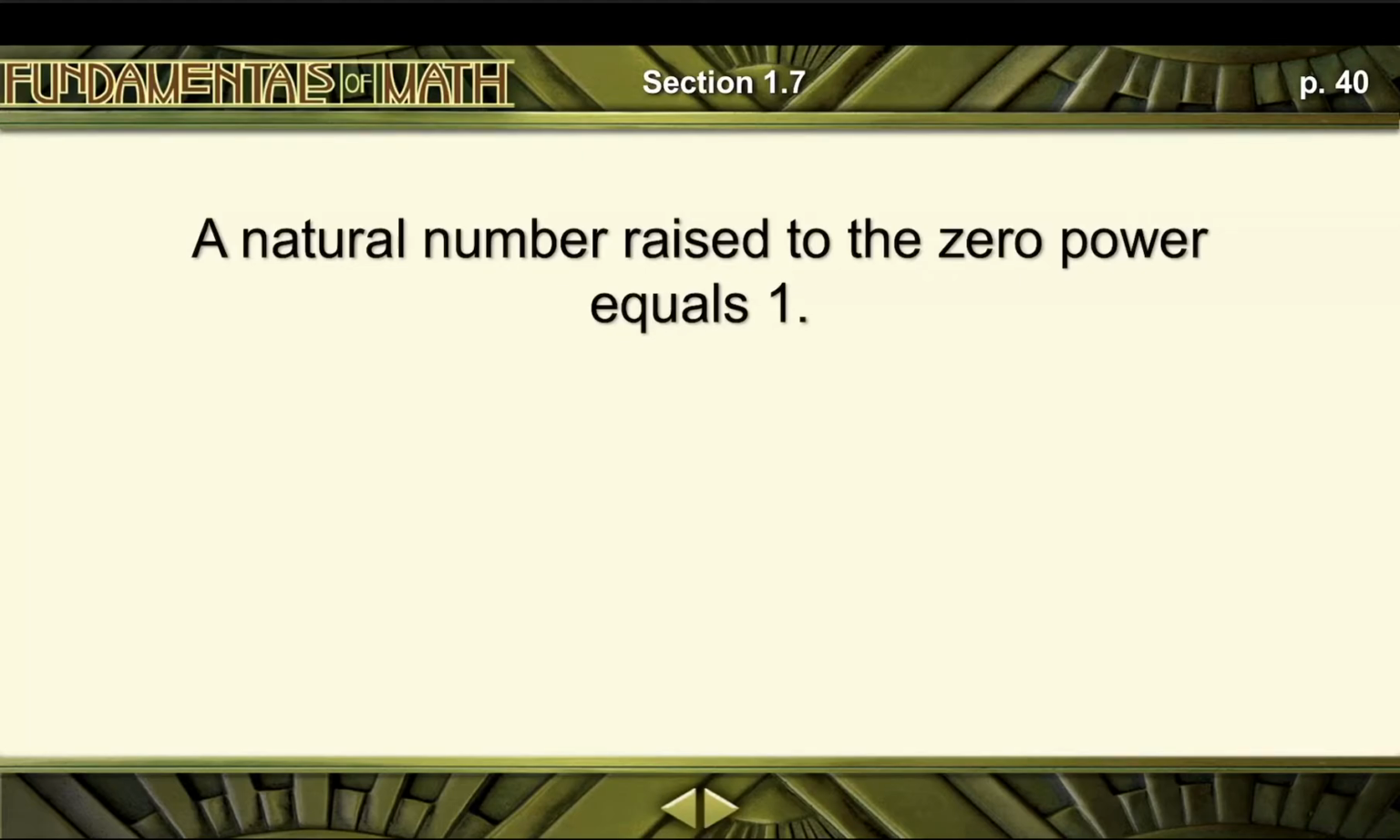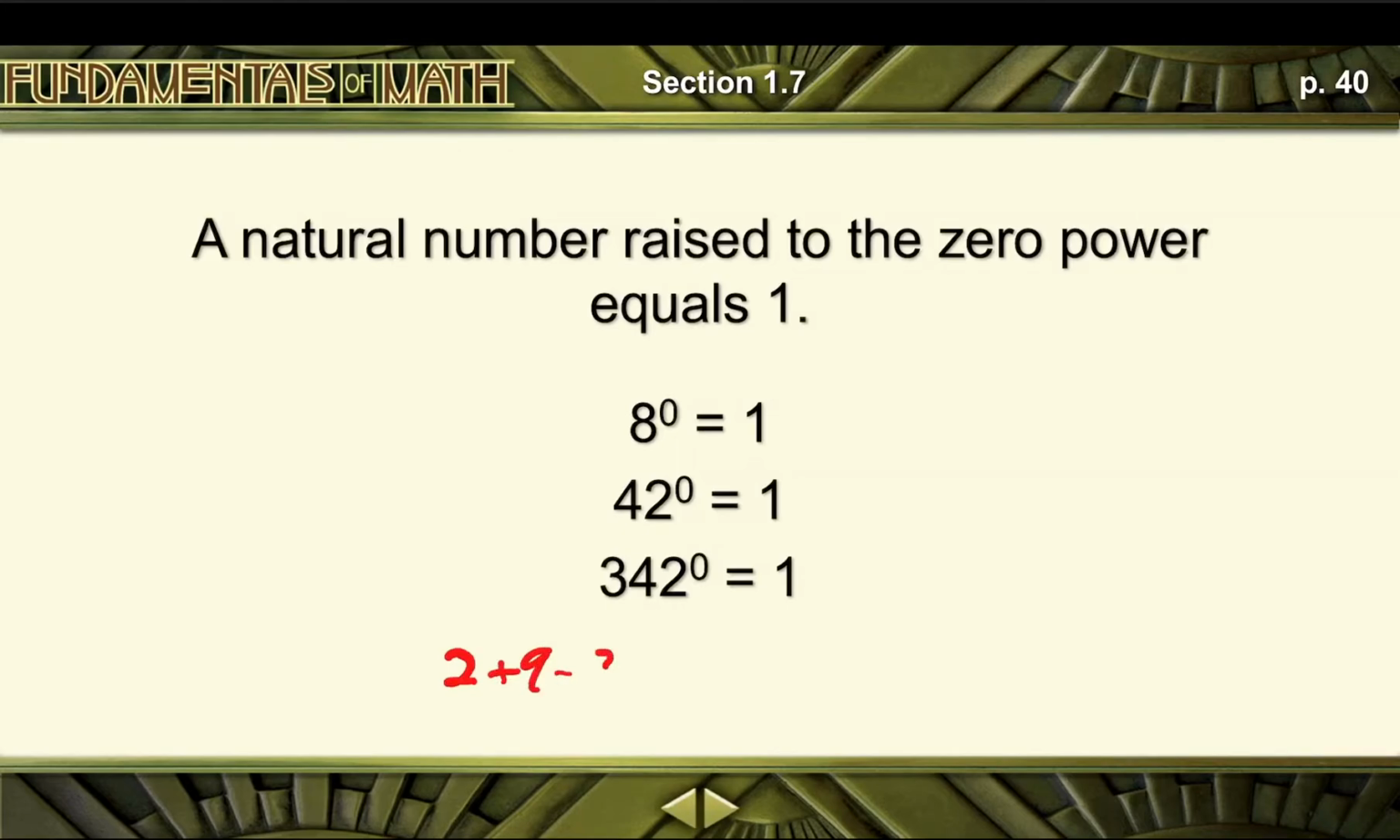So a natural number raised to the 0 power equals 1, which means 8 to the 0 power is 1, or 42 to the 0 power is 1, or 342 to the 0 power is 1, or we could have 2 plus 9 minus 3 times 5 to the 0 power. Well, it doesn't matter what's in here. It's to the 0 power, so it's equal to 1. So that's a good rule to remember.